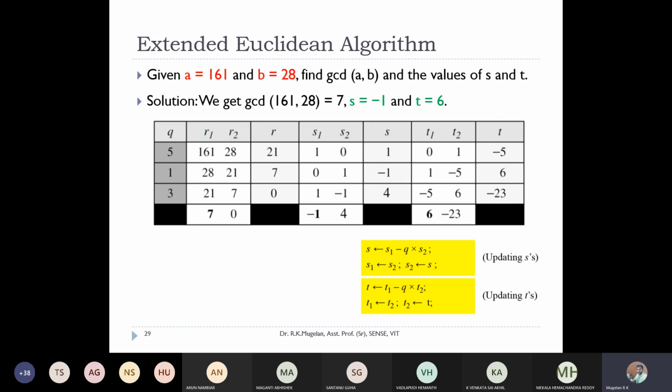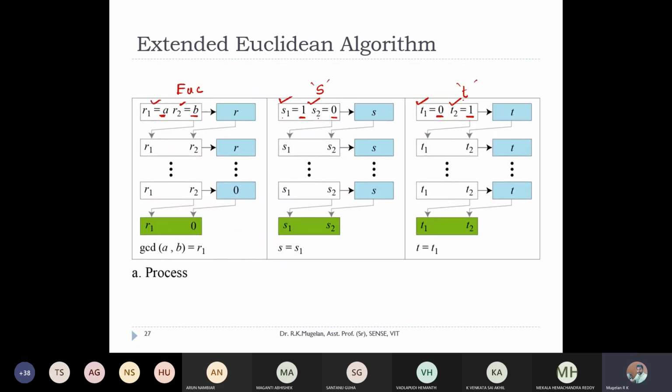Now we move on to how we are going to find the values of S and T. In the first step, you will get a remainder here. At the same time, you will be parallelly processing here to find the values of S and T.